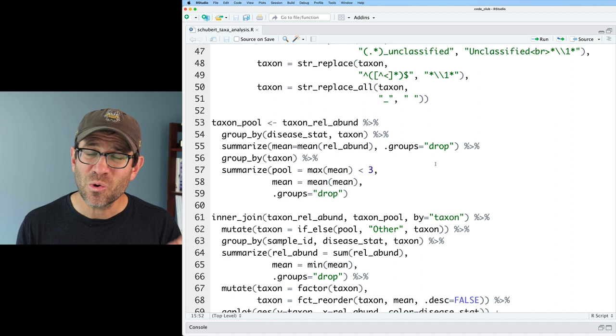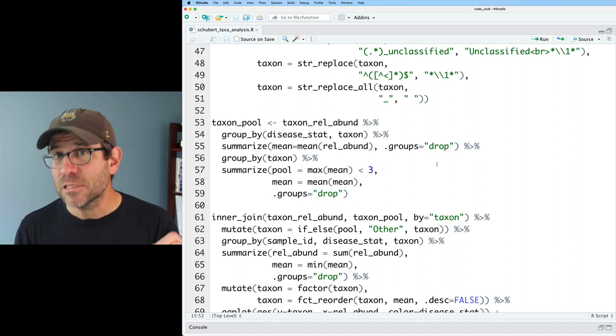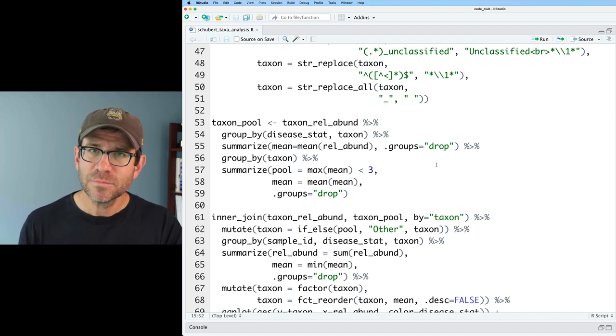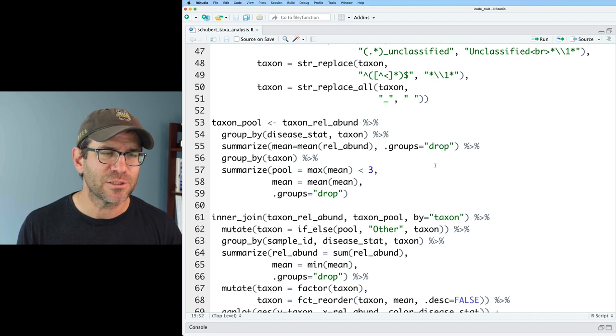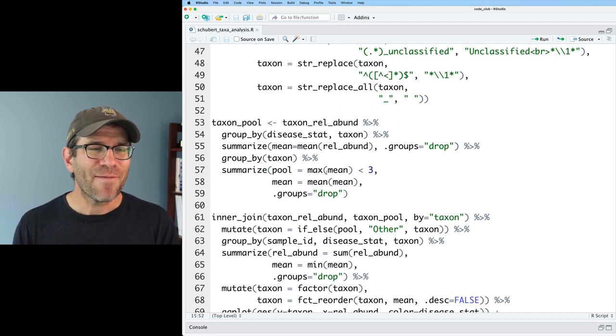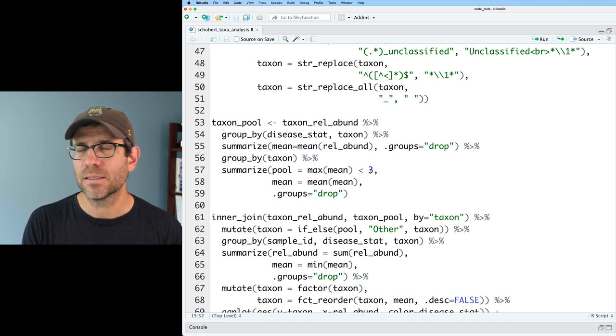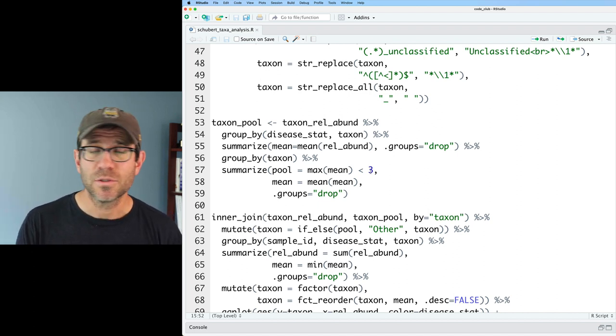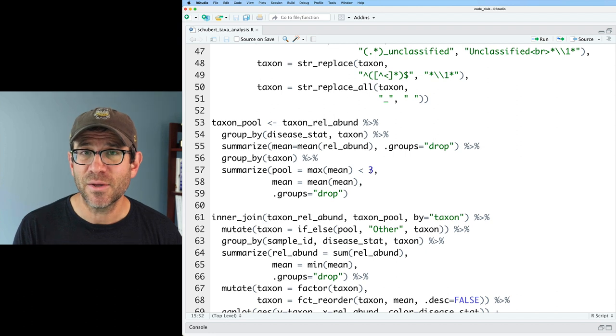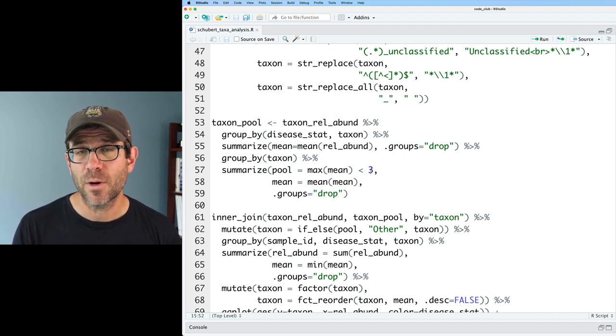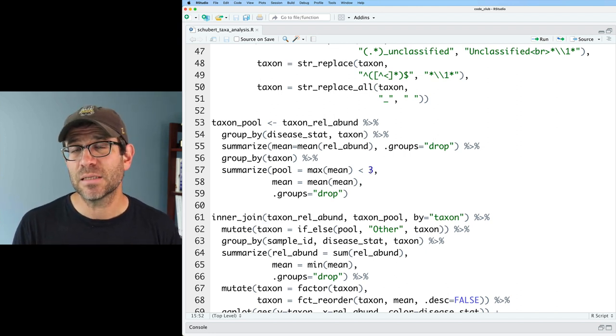I hate underscores in taxonomic names that then get published in figures. It's horrible. Clean up your underscores, clean up your italicization. Anyway, we then look at the mean relative abundance for all of our taxa across three disease status groups. These data were originally taken from a study where we were looking for microbial biomarkers to indicate the presence of Clostridioides difficile in human patients.